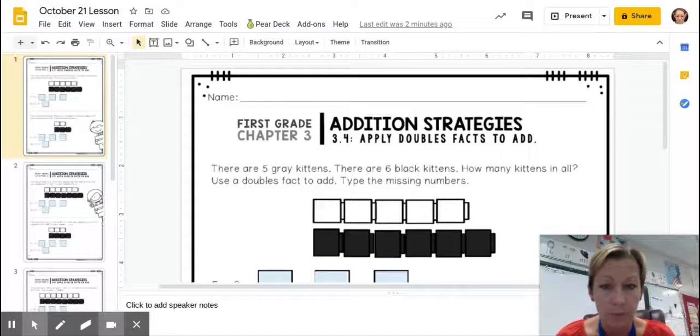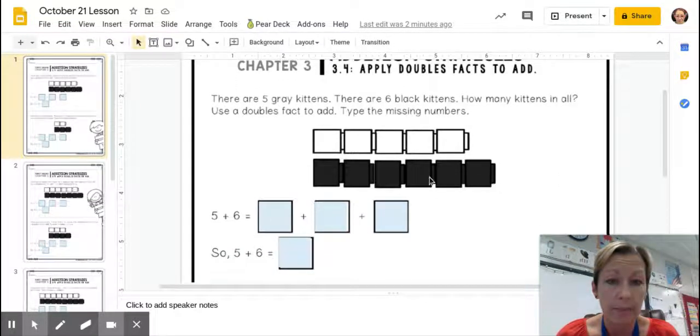Listen to this problem. There are 5 gray kittens. There are 6 black kittens. How many kittens in all? You're going to use doubles facts to add. All right, so look at my cubes. I have 5 for 5 gray kittens, and I have 6 for 6 black kittens. What is your addition sentence? It is 5 plus 6, right?